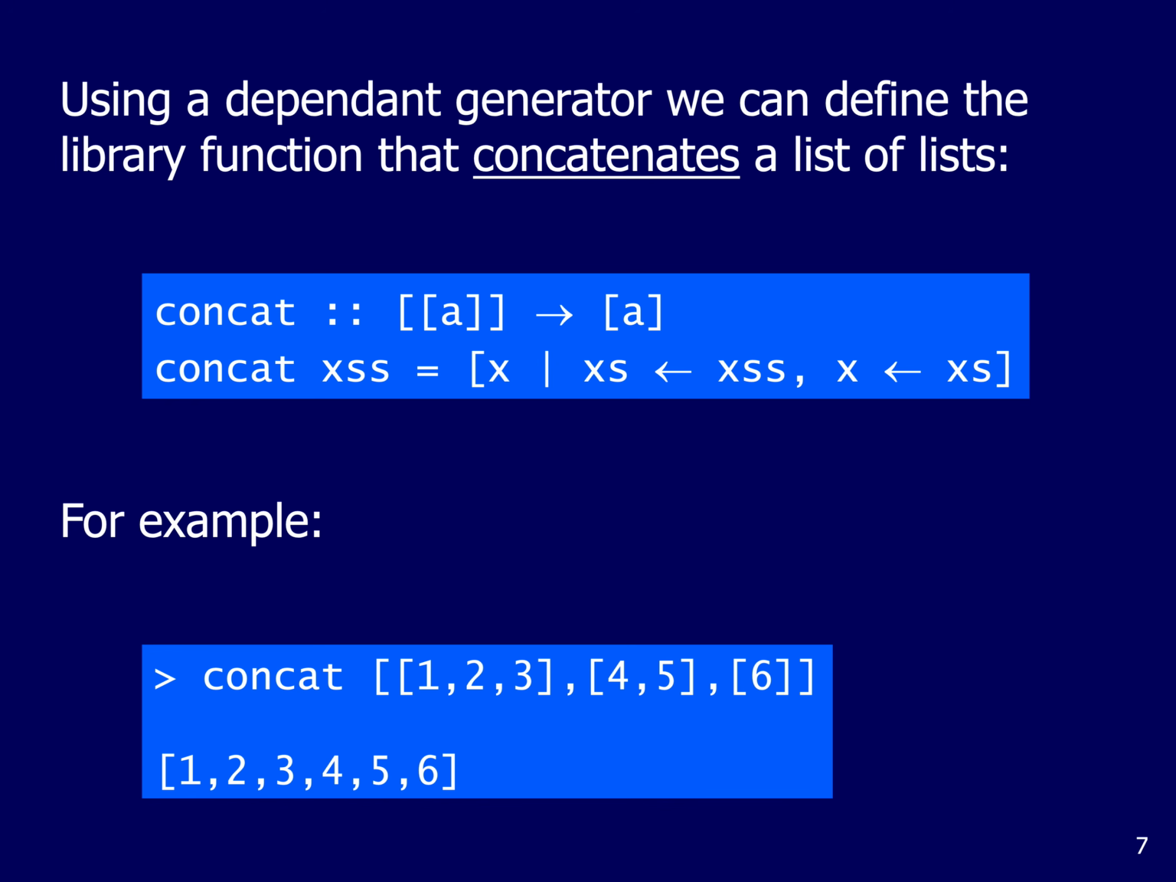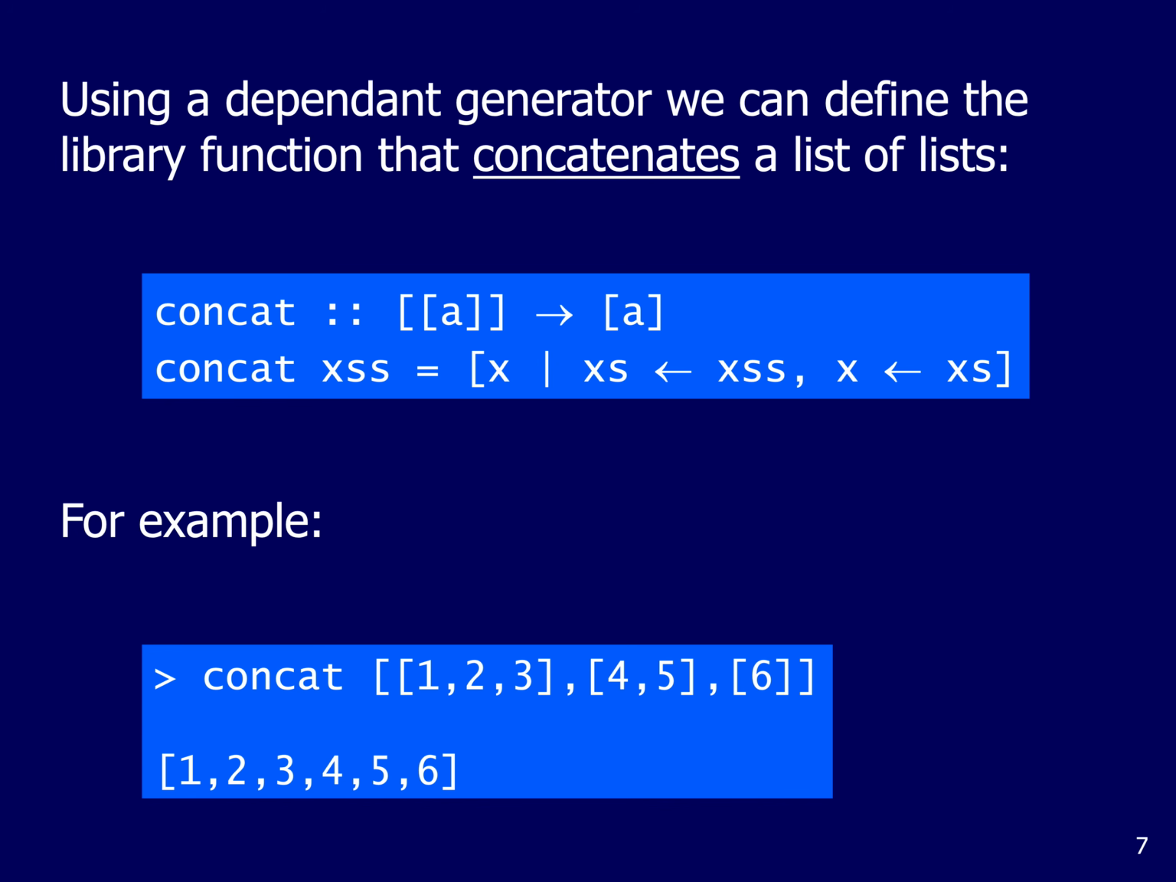Concat takes a list of lists, in this case a list of numbers. We have one inner list, 1, 2, 3, a second one, 4 and 5, and a third one, 6, and it just smashes them all together, and we get one simple long list, 1 up to 6. So it just takes a list of lists and smashes them all together to give a long list. Let's look at the definition now.